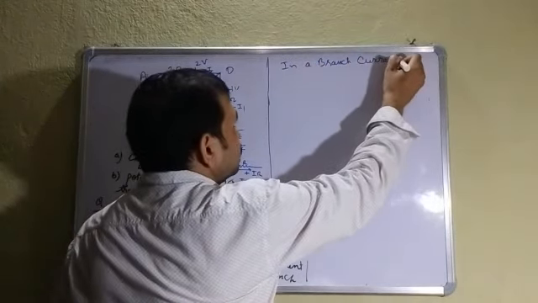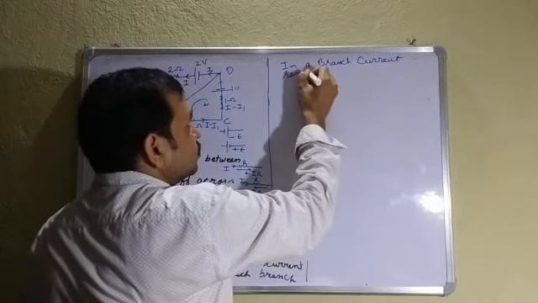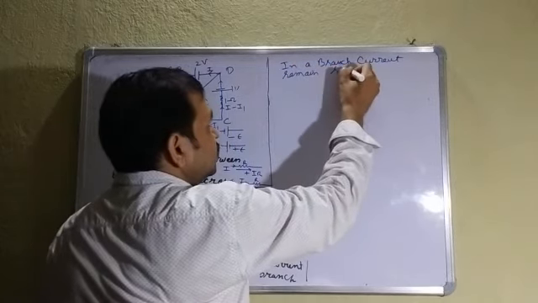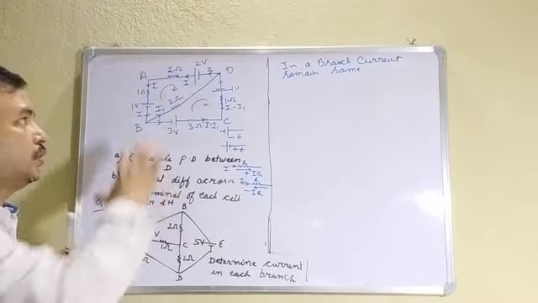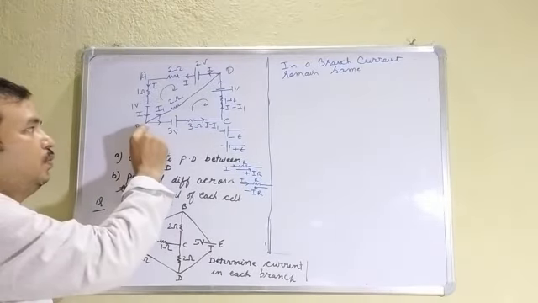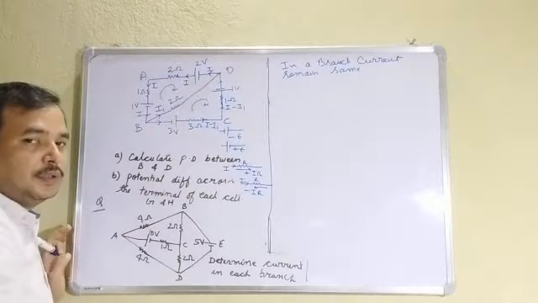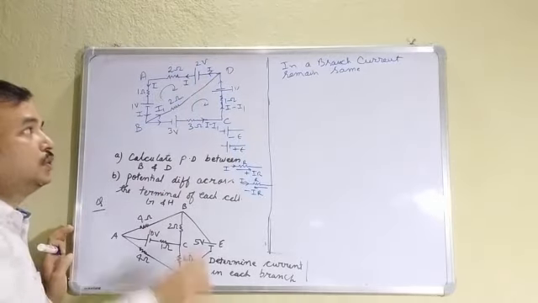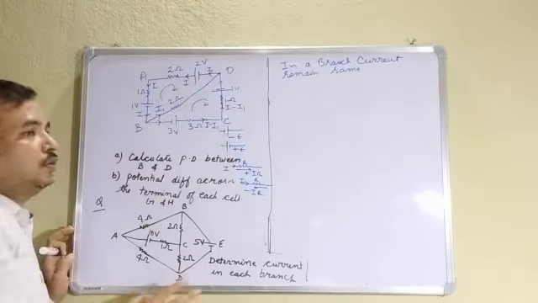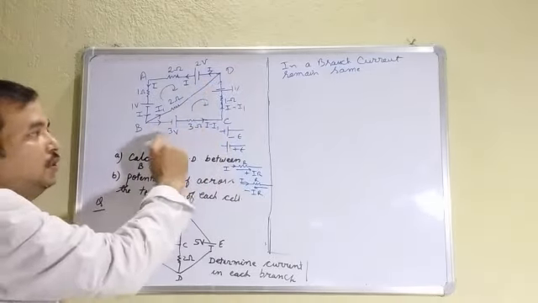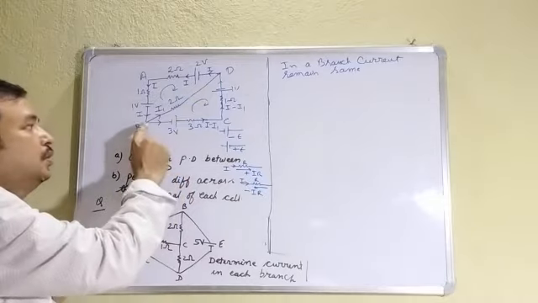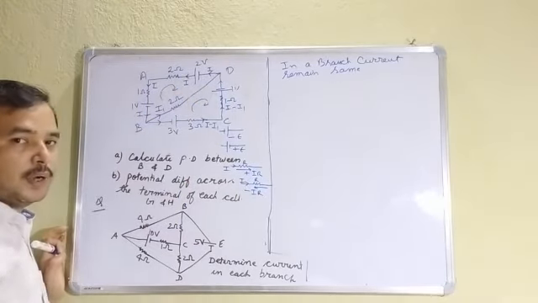In that, we have discussed that in a branch, current remains same. This is a very important concept. In a branch current remains same means, suppose this is a circuit, there are two junctions B and D. Now branch means to move from one junction to other junction, what are the different paths? B, C, D, this is one branch. B, D, this is another branch. B, A, D, this is the third branch.